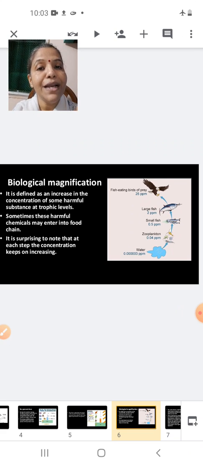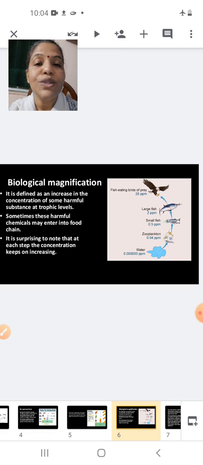Now, biological magnification is a topic related to pollutants. Students, we use different types of pesticides like DDT, and in many industries mercury is utilized. After the mercury is utilized, when they clean that particular industry, the wastewater contains mercury, and that wastewater is thrown out into the nearby water resource.